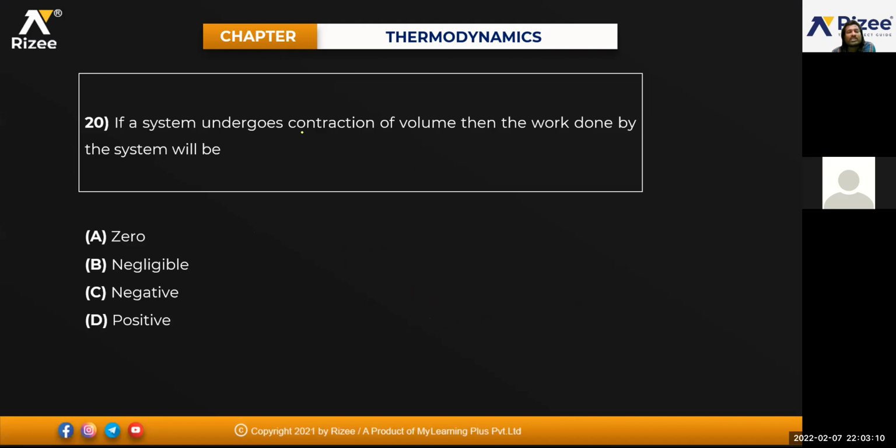Next one. If a system undergoes the contraction of volume, that means volume is decreasing, then work done by the system will be equal to how much? Work done will be equal to P into delta V. Here delta V will become negative. So work done will also become negative.